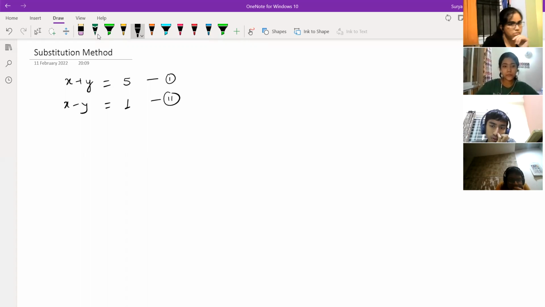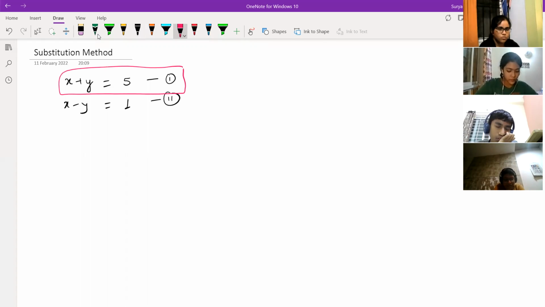So how do we find it by the substitution method? What we actually do in the substitution method is take any one equation. I can take the first equation or the second equation. You'll get the value of y or x. Then x is equal to what can you write? 5 minus y. Can we write like this?